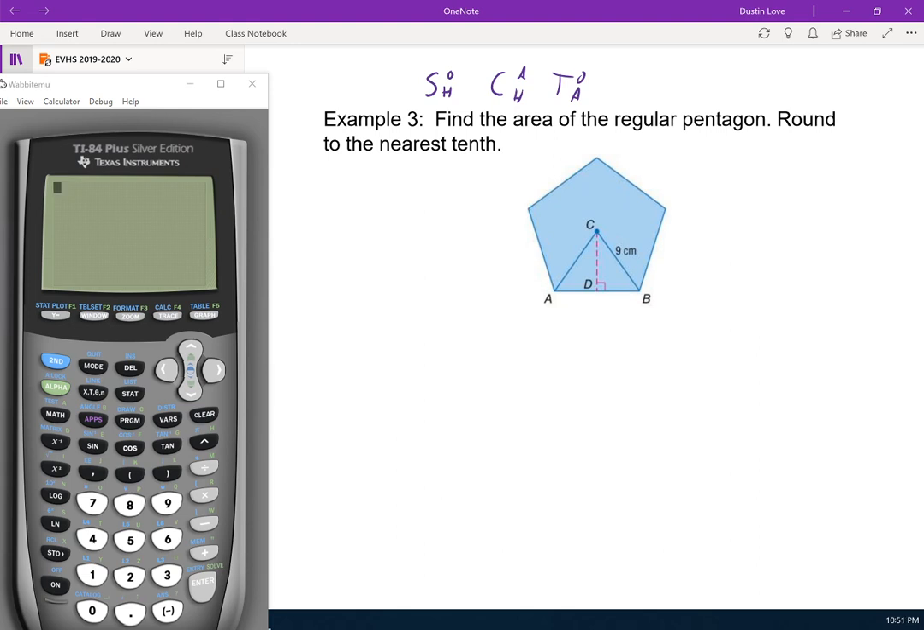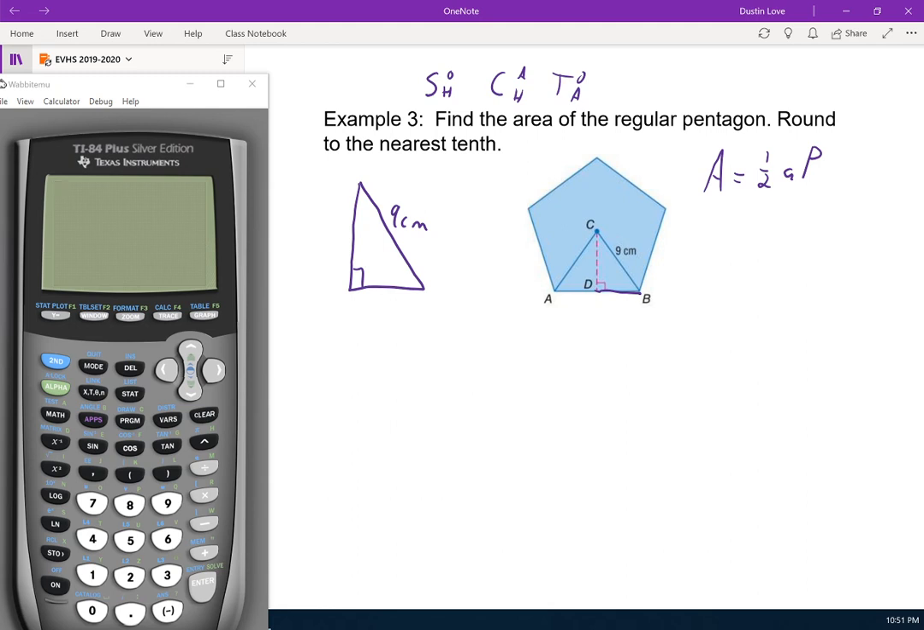Now, this is a pentagon. I want to find the length of AB. Now, in order to do that, I'm going to need to find first the length of DB. So I'm going to go ahead and draw this triangle out here. This is 9 centimeters. And in order to find the area of the pentagon, it's 1/2 apothem times perimeter.